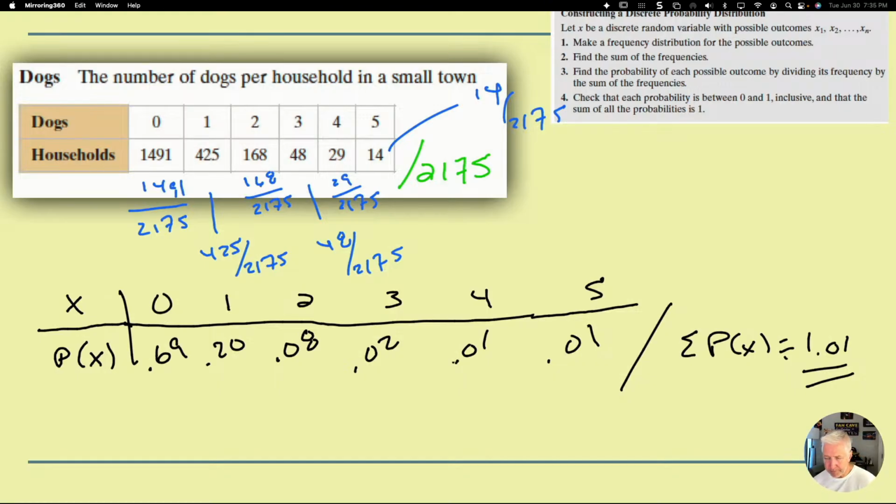Okay. What do I do next? Well, we're going to find the mean of this. And if you remember, the mean, and let me put these numbers in, so I have 0 through 5, 0, 1, 2, 3, 4, 5. And over here I have 0.69 and 0.2, 0.08, 0.02, 0.01.